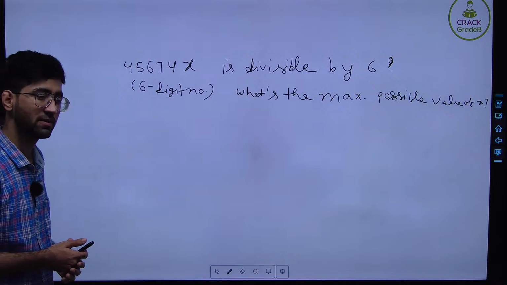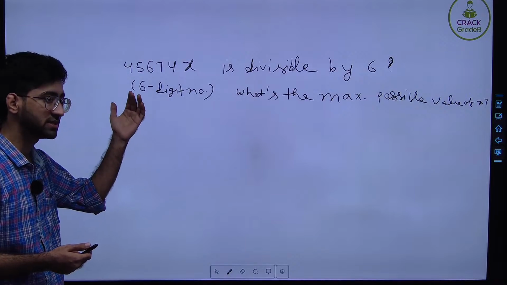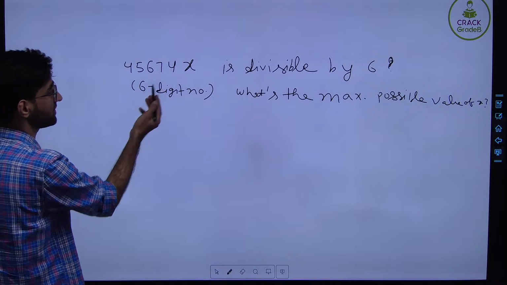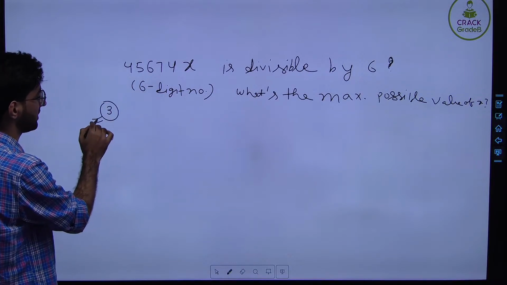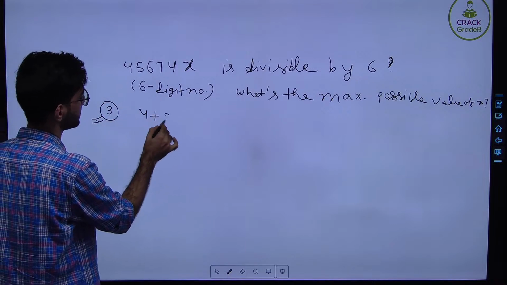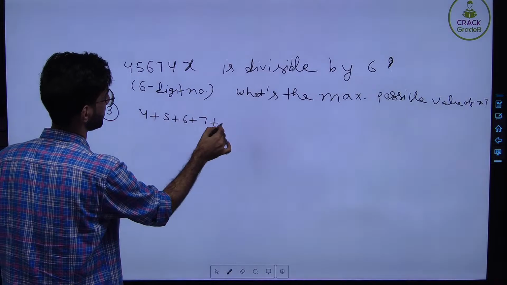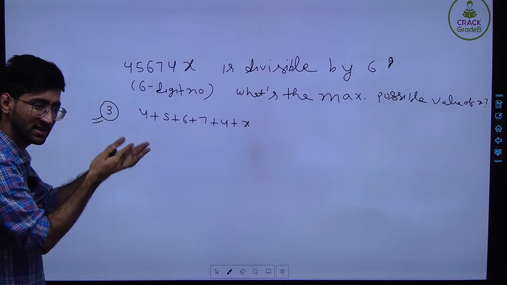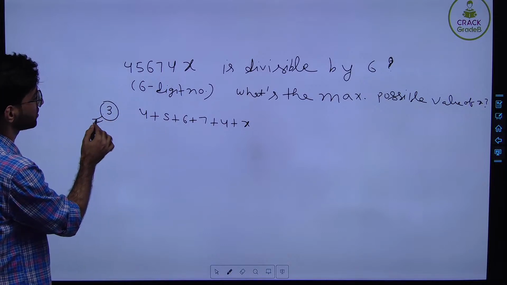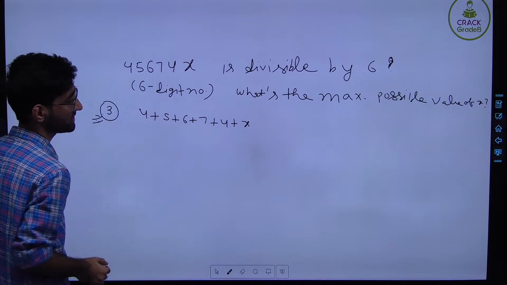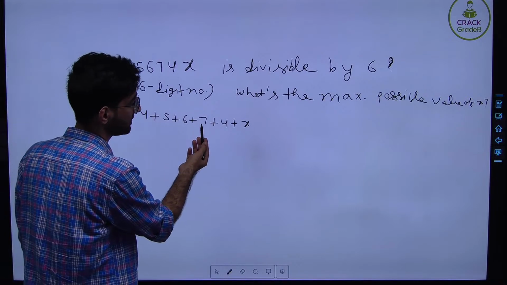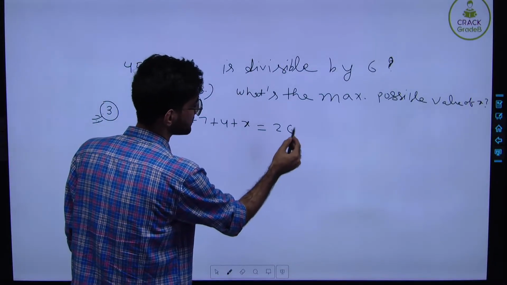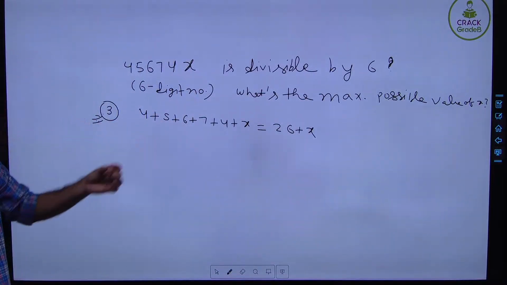If this number is divisible by 6, it is obvious that this number is divisible by both 2 and 3, right? Let us think about divisibility rule by 3 first. The answer is not going to change. You can approach it by 2, you can approach it by 3 initially. So 4 plus 5 is 9, 9 plus 6 is 15, 15 plus 7 is 22, 22 plus 4 will be 26. So the sum is 26 plus x.